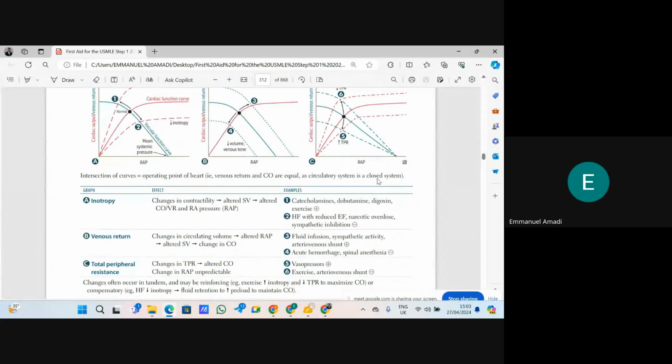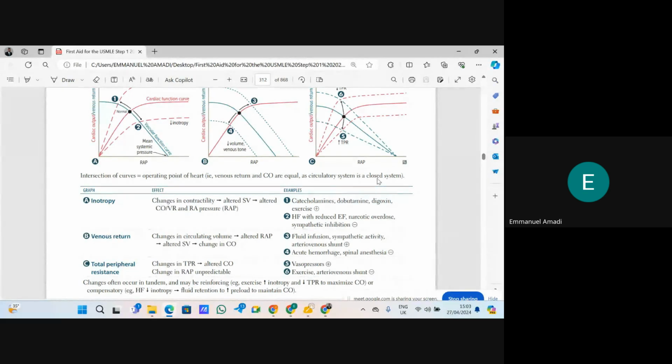Exercise does that notoriously. When you're exercising, the venous return is going up classically because you definitely have venoconstriction, returning those blood back to the heart rapidly. You also have increased heart rate and contractility, pushing out those blood, increasing the cardiac output. So number 6 is classically exercise.